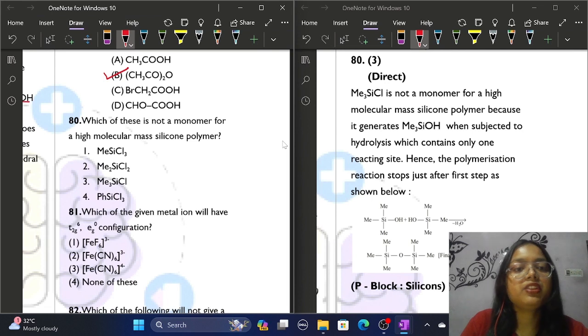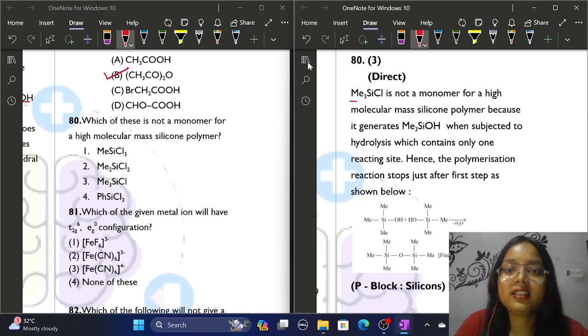Okay. Which of this is not a monomer for the high molecular mass silicon polymer? So Me3SiCl, it is not a monomer for high molecular mass silicon polymer. Okay, Me3SiCl, option 3. Why is it so? Because it generates Me3SiOH when subjected to hydrolysis.